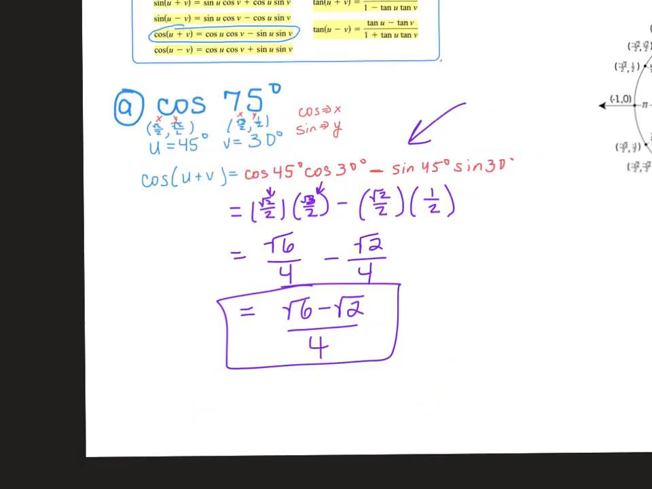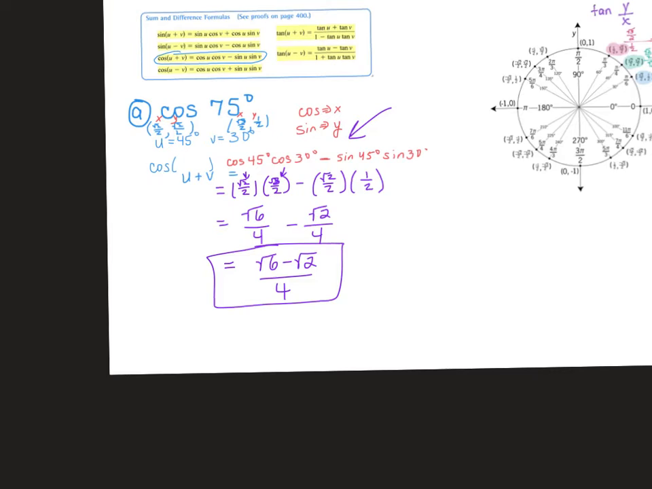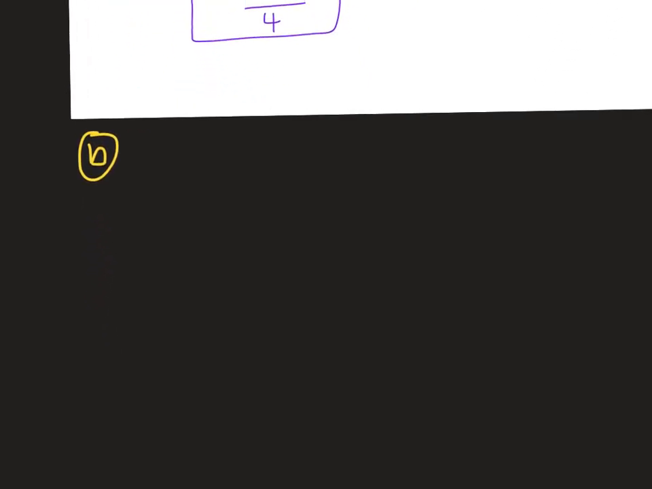All right, let's move on to B. Okay, so let's do B. I'll do B down here. What is the question for B? What does it say? Okay, it says sine pi over 12. Hold on. Okay, so we have sine pi over 12.